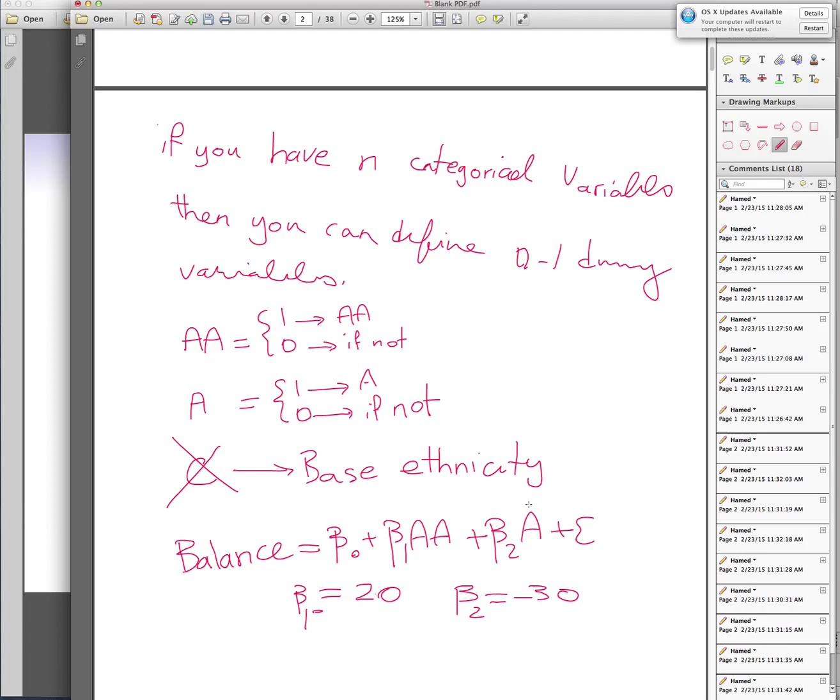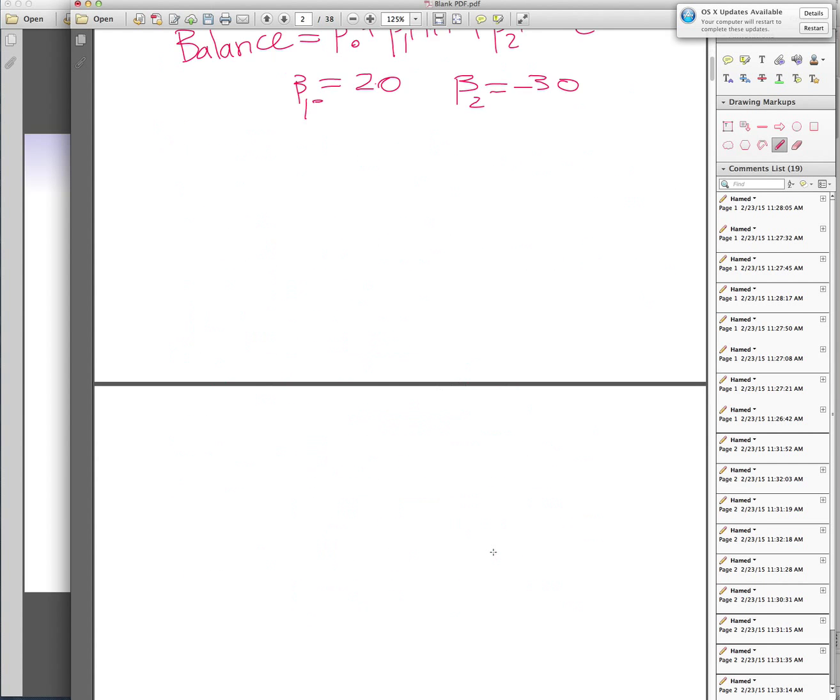So what is the difference between African Americans and Asians on average? I think you guessed it right, that is $50. African Americans have $50 more balance in comparison to Asians. So it depends how you define your base ethnicity. These numbers may change. For example, if we had defined Asians as the base ethnicity, then all these values would be positive. Why? Because everyone else has more balance on average.